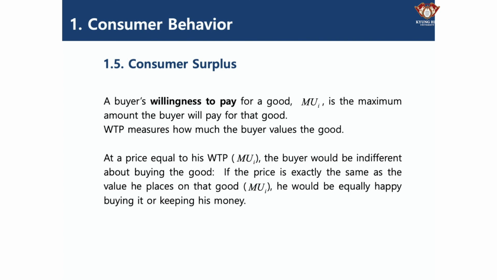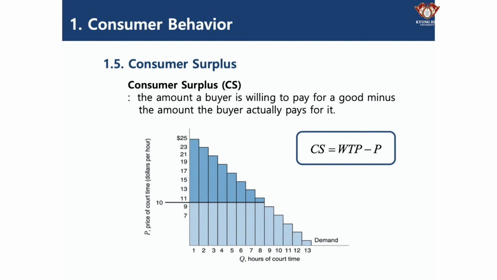Also, in section 5, I explain consumer surplus. This one is extracted from Mankiw's Introduction to Economics book. A buyer's willingness to pay for a good, that is marginal utility. This is the maximum amount the buyer will pay for that good. Willingness to pay measures how much the buyer values the good. At a price equal to his willingness to pay, the buyer would be indifferent about buying the good. If the price is exactly the same as the value he placed on that good, he would be equally happy purchasing it or keeping his money. Okay? So it's a famous one in the one good model.